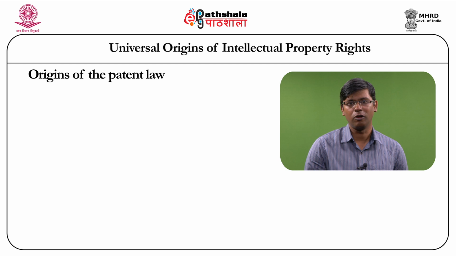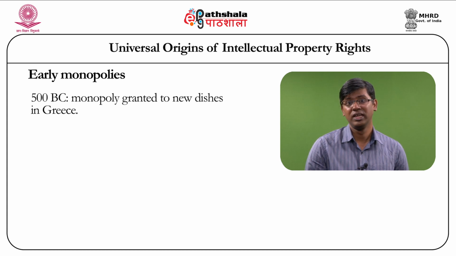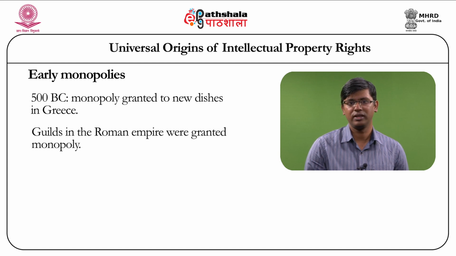Right? Now we conclude the origins of trademark and begin the origins of patent law. Right? Early monopolies related to patents could be found in 500 BC, wherein the Greek monarchs would actually grant a couple of years of monopoly for making new dishes. Then you had a system of guilds that came into play in the Roman Empire, and these guilds were actually granted a certain amount of monopoly.